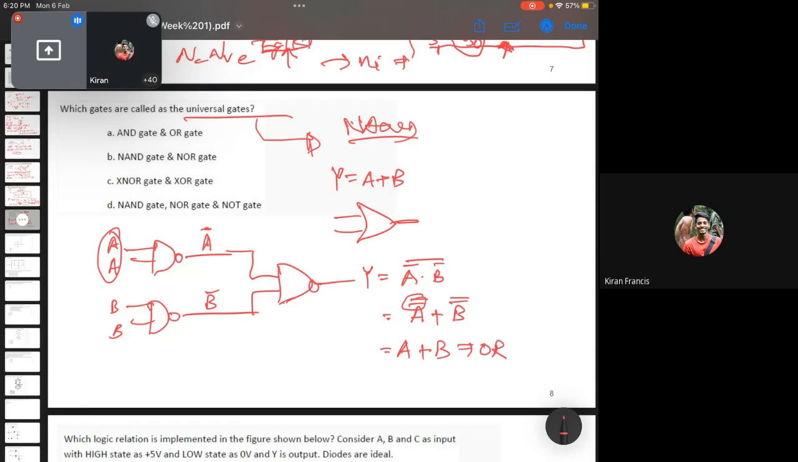And if we apply a NAND gate after an AND gate, it will convert to a NOT gate. So that is why NAND and NOR are the universal gates, because we can build any logic out of them. So the correct answer to this question is NAND gate and NOR gate, which is option B.